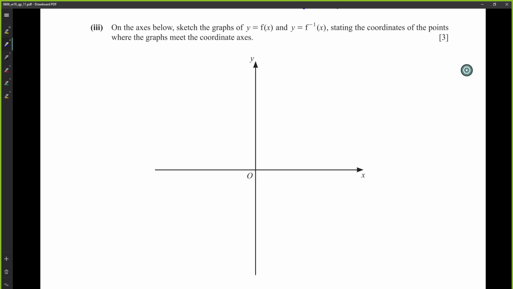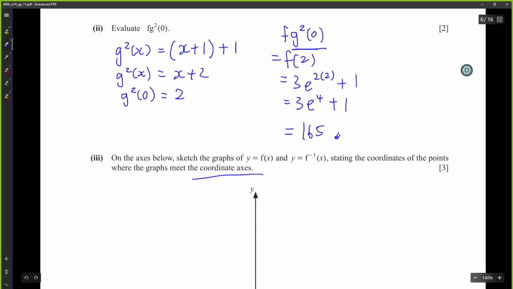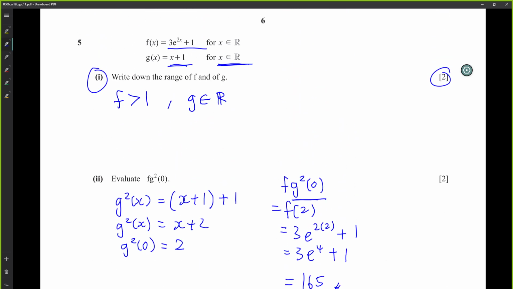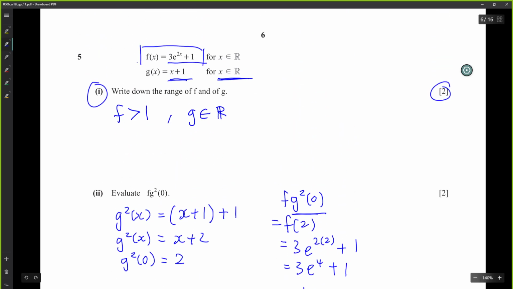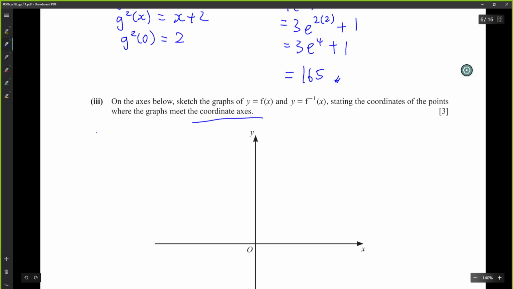Okay, on the axes below, sketch the graph y equals f(x) and y equals f inverse, and state the coordinates of the points where the graph meets the coordinate axes. Meet the coordinate axes means what? The question actually wants the x-intercept and y-intercept. So yes, you need to sketch the graph. If you touch the x-axis, you need to mark it, and same idea for the y-axis. Over here, your f(x) is a kind of complicated equation if you don't understand e^x. So I'm going to write f(x) equals 3e^(2x) plus 1 here.